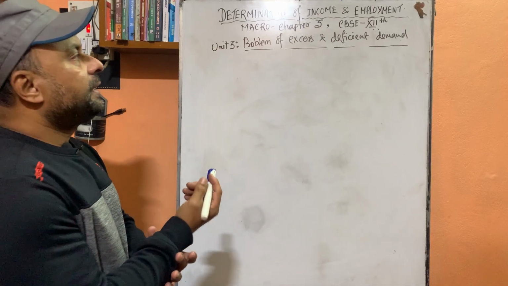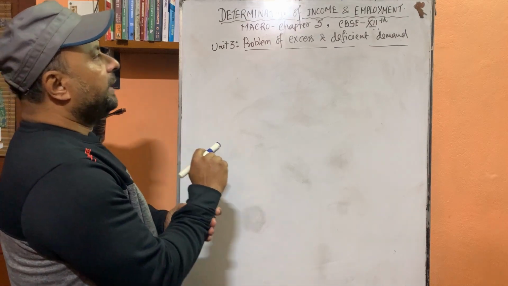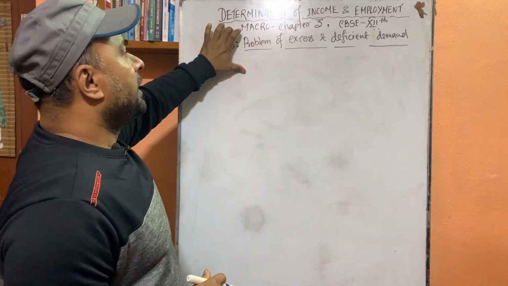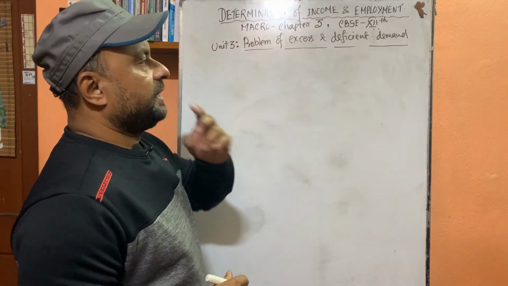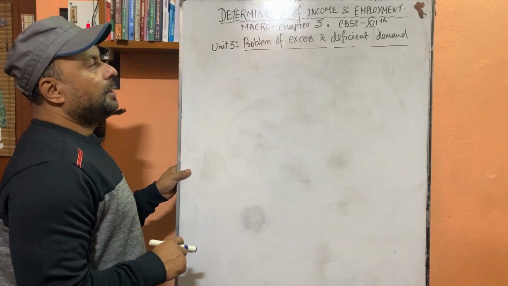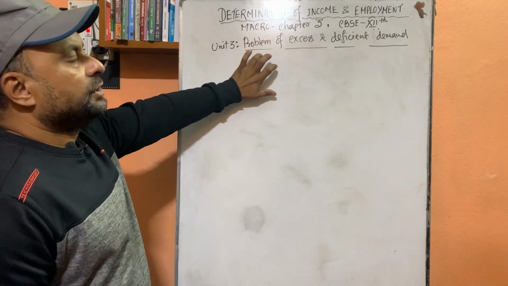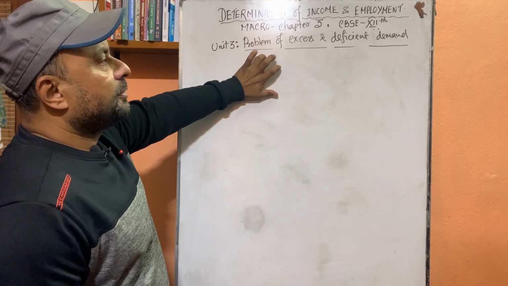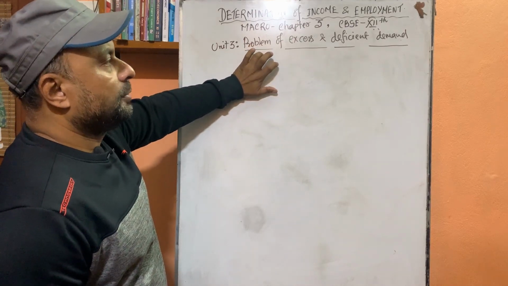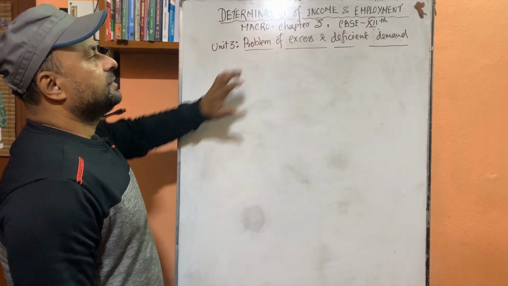This is our third unit of chapter 3, determination of income and employment. The third unit is the problem of excess and deficient demand: how we can overcome the problem and the measures to reduce it, the reasons for the problem, and the impacts of those problems on the economy. So these are the three things taught in this chapter.